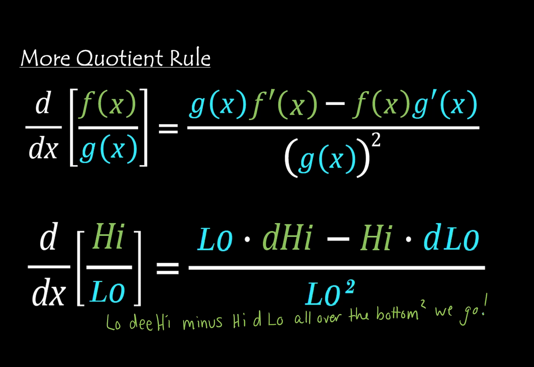A good way to remember it too is it starts with low and it ends at the bottom with low squared. So low d high minus high d low all over the bottom squared we go. And this little d right here, of course, stands for derivative. All right, let's try a couple.